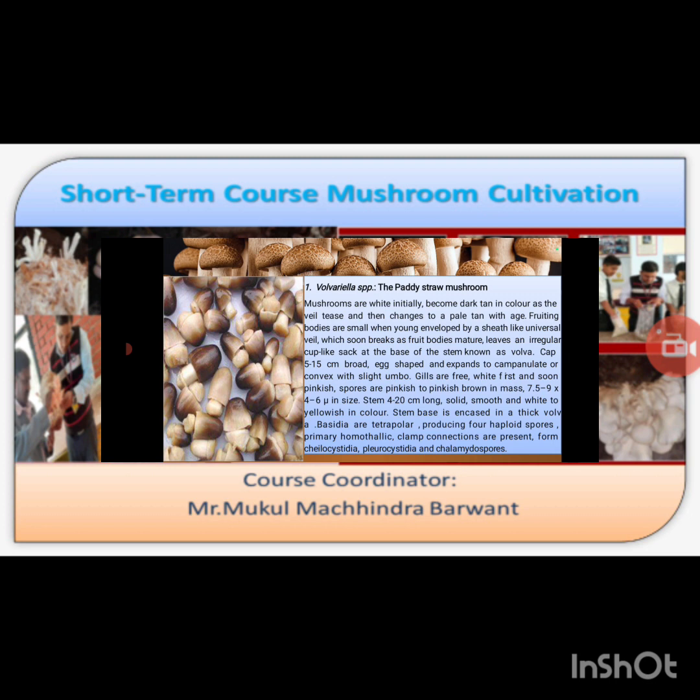Gills are free and spores are 4 to 6 micrometers in size. Stem 4 to 20 centimeters long, solid, smooth, and white to yellowish in color. The stem base is encased in a thick volva. Basidia are tetrapolar, producing four haploid spores. Primarily homothallic, clamp connections are present. They form cheilocystidia, pleurocystidia, and chlamydospores.